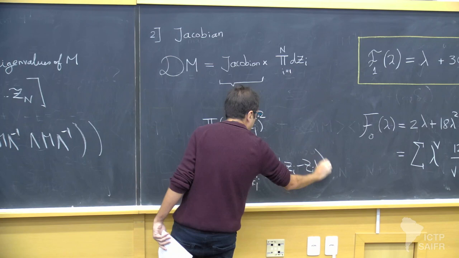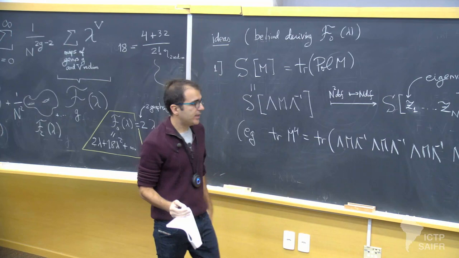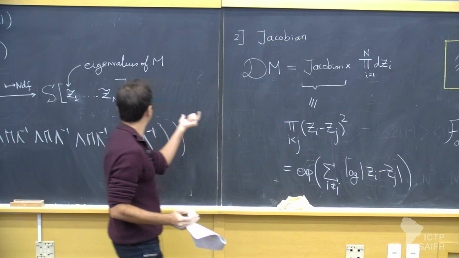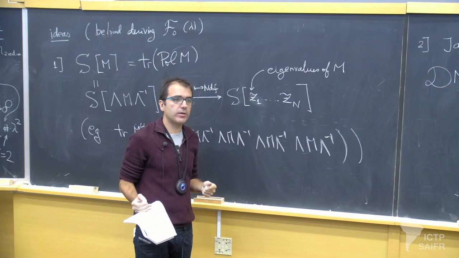Why did I write it in the exponent? Because you see that this Jacobian is like an extra term in the exponent that I should add to my action. So I take the action, convert to eigenvalues, but need an extra contribution from the Jacobian, and then I get the total action that we would call the effective action.